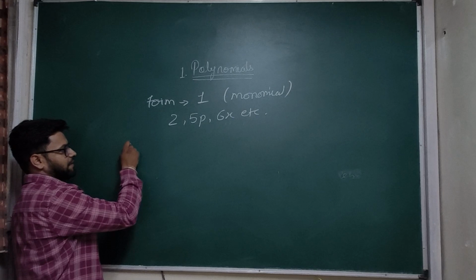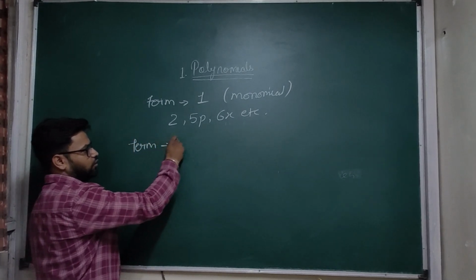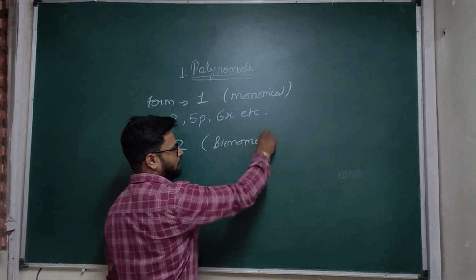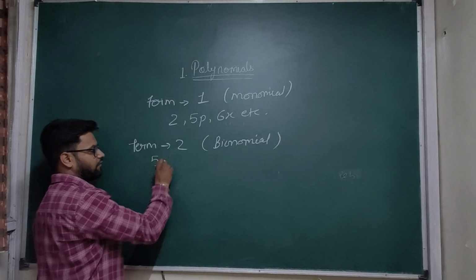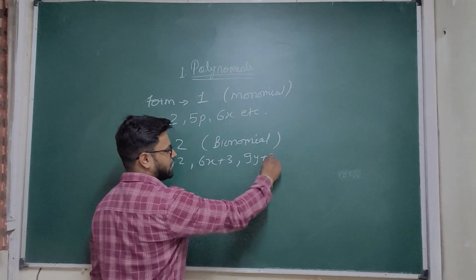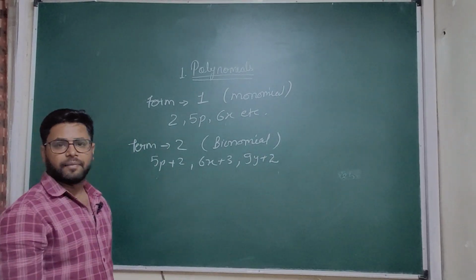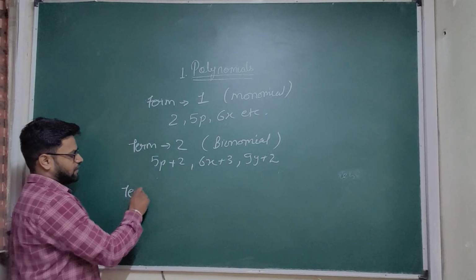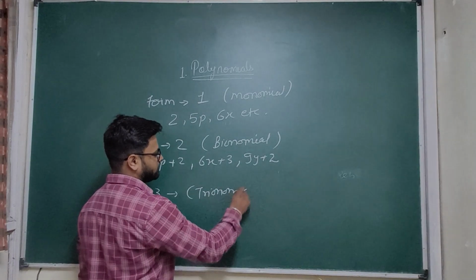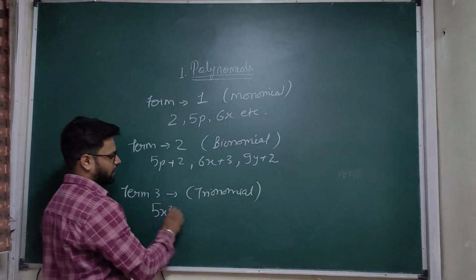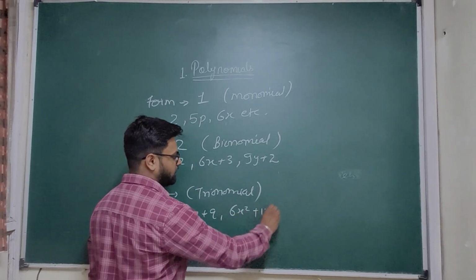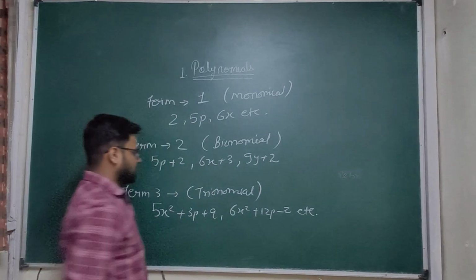Now if an expression contains two terms, then it is known as binomial. Example: 5p plus 2, 6x plus 3, 9y plus z. This is known as binomial. Then an expression containing three terms is known as trinomial, like 5x square plus 3p plus q, 6x square plus 12p minus z, etc. These are known as trinomial.